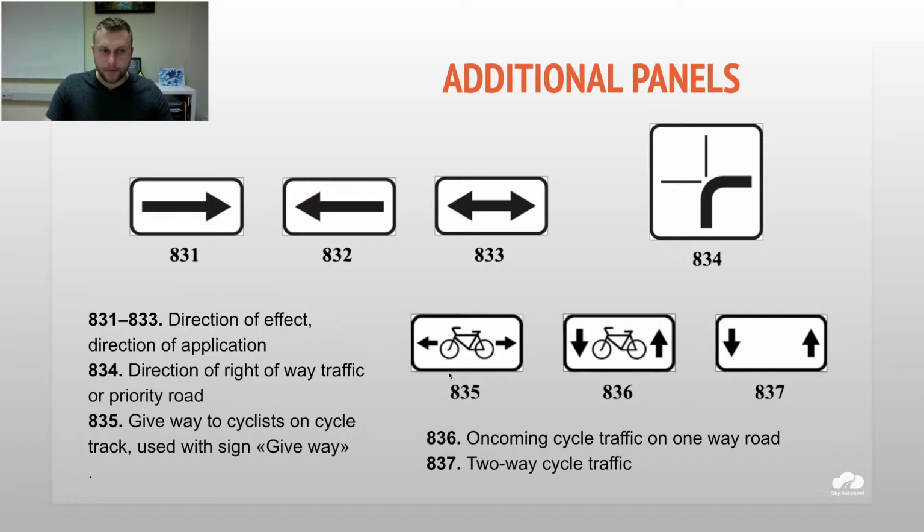Sometimes you can see this sign. It means give way to the cyclist, but only if you additionally have a give way sign. If you see just this sign only, it means cycle track ahead, so you can be careful, but still you don't have to give way to the cyclists. This sign means oncoming cycle traffic on one-way road. So we have a one-way road. Basically all vehicles have to go in one direction, but cycles have a possibility to go in the oncoming direction, so you have to consider that. And two-way cycle traffic.